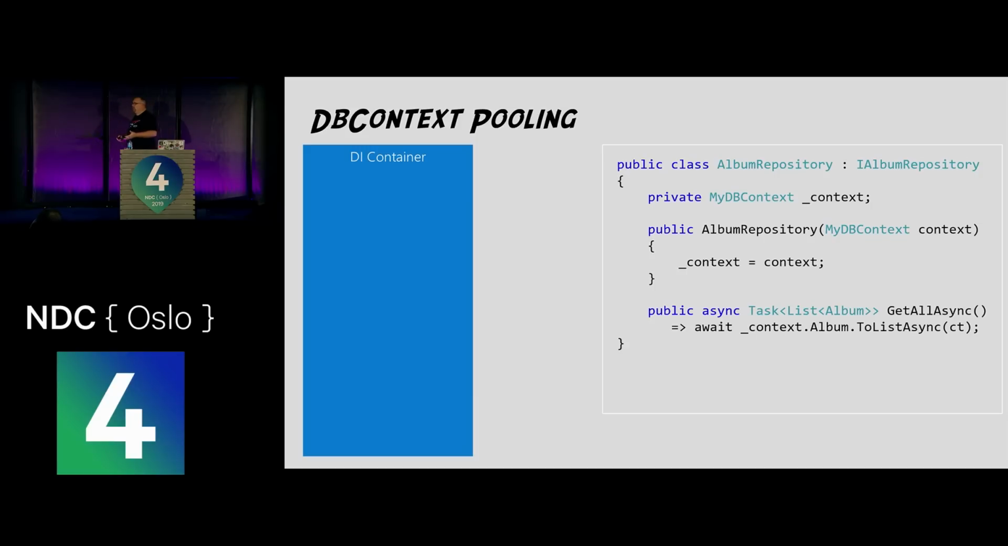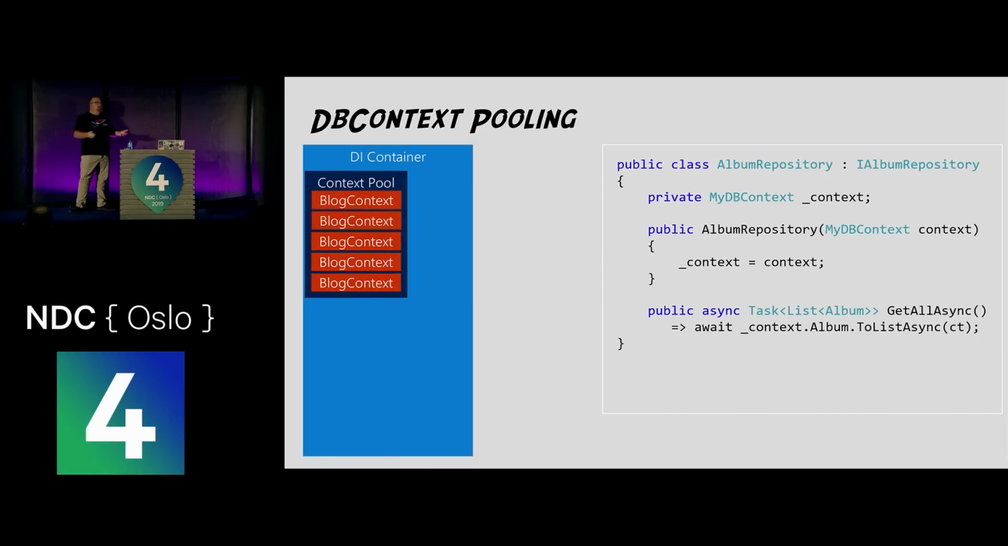With DB context pooling, we now have a pool of DB context objects that are initiated at the start of the application and put into the DI container for your application to use. As you need a DB context, it will take it out of the pool and give it to your application. So you don't need to stand up a DB context. You don't need the initialization. It does that in the beginning.